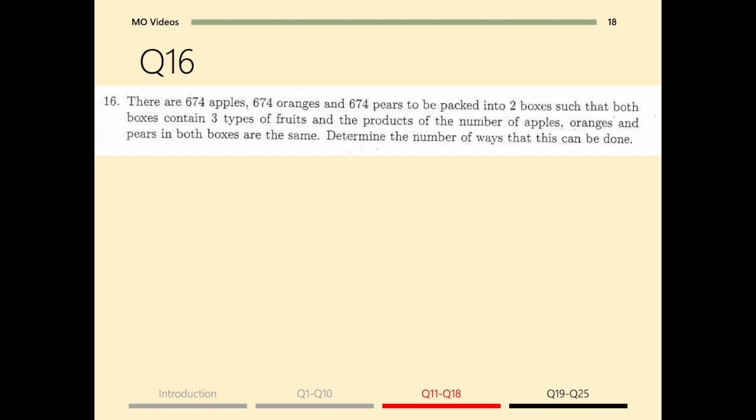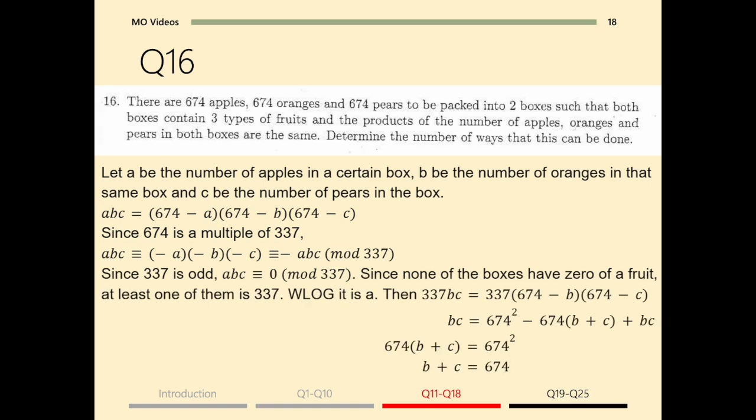If you try this with smaller even values, then you'll find that no matter what you do, one of the types of fruits will be split evenly between the two boxes. So we'll try and show that this is always the case. Let A, B, and C be the number of apples, oranges, and pears in a certain box.